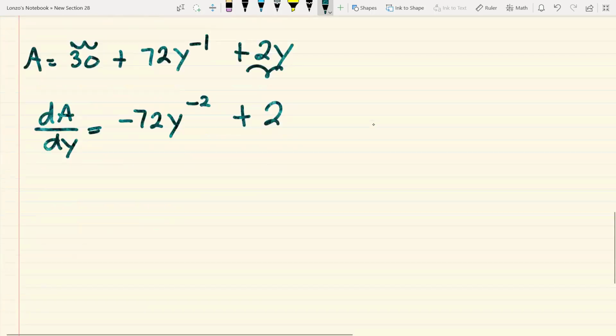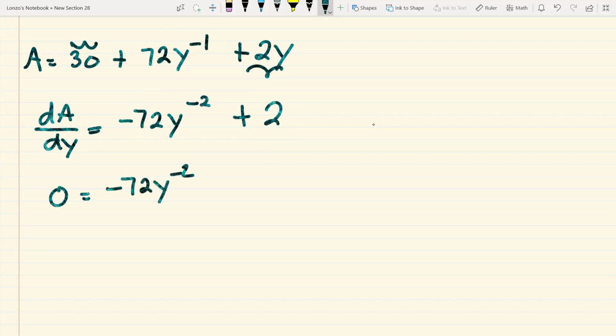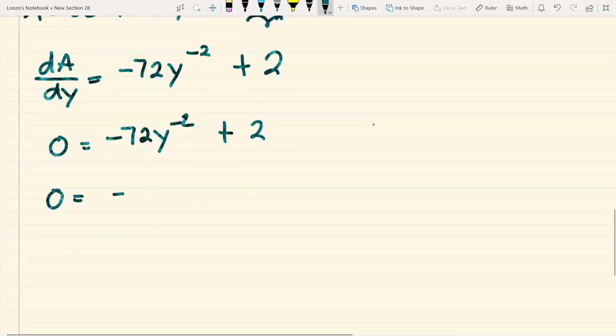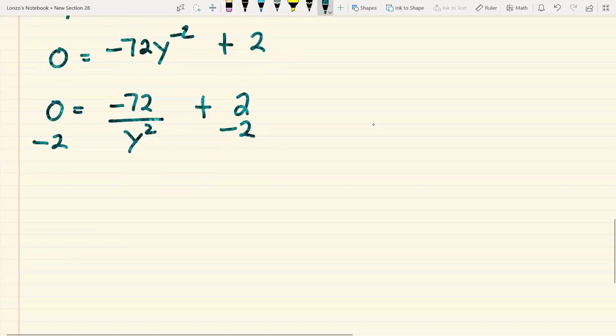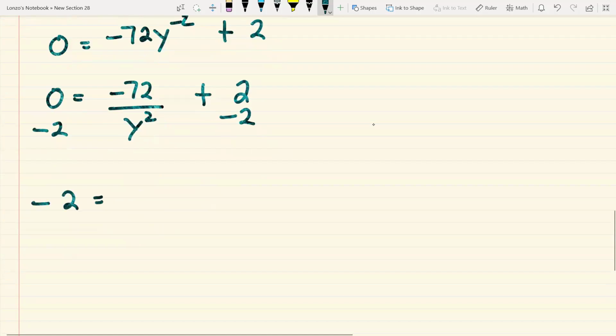Okay, so now I'm finding my critical values. So you're going to replace dA dy, your first derivative, with 0, and go ahead and try to solve for y. So this would be 0, and then this would be negative 72. And then you can rewrite y to the negative 2 as y squared in the bottom, and continue solving for y. So then I would subtract 2 from both sides. So this is negative 2 equals negative 72 over y squared.